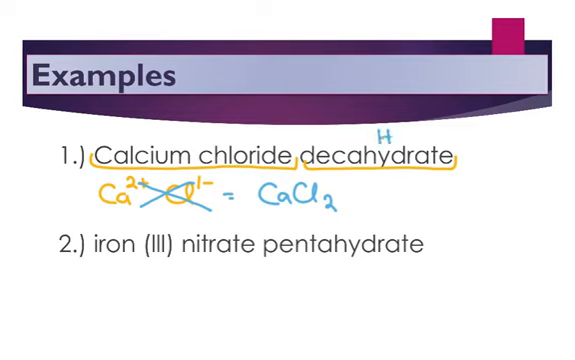Now we're going to introduce the hydrate. Hydrate again just means water. Deca tells you how many waters. So using the table, we're going to put a dot in between, and then deca means 10, hydrate means water. So 10 H2Os, 10 waters. So that is our formula. Let's try the next one.